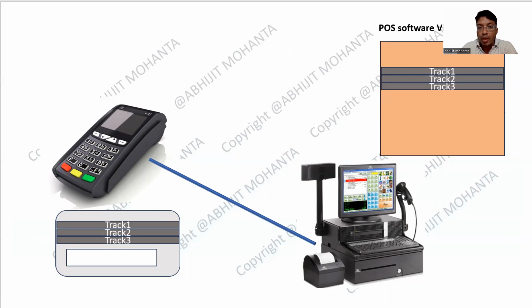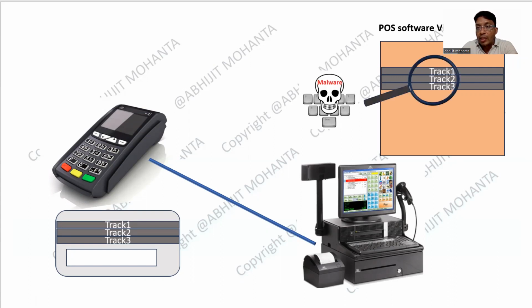Now all your track information, which has your card number, your name, expiry date, everything, is there in the memory of the POS software. Now, when a POS malware comes in, what it needs to do is simply scan these tracks, and it will get all the information out of it. And from there, it is going to steal the information.